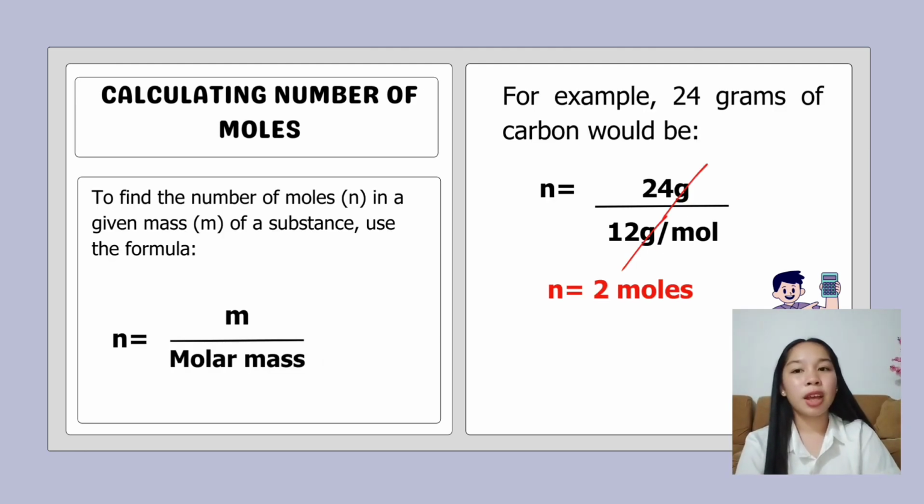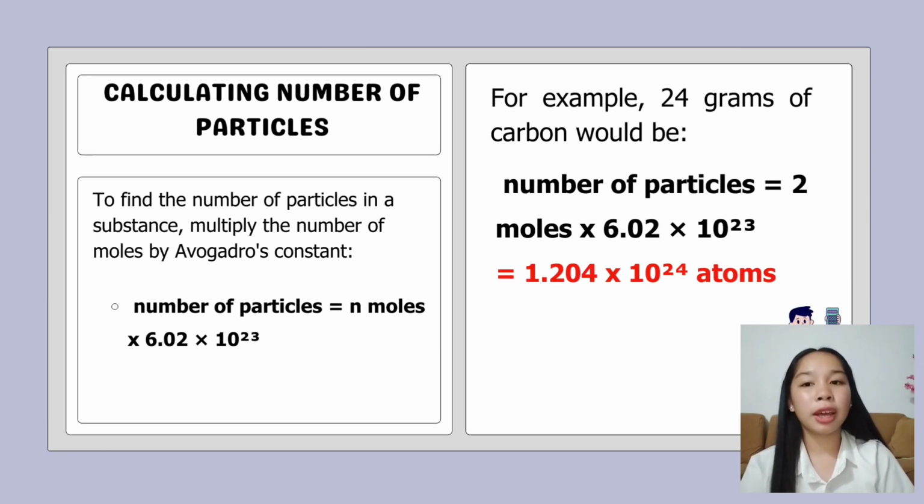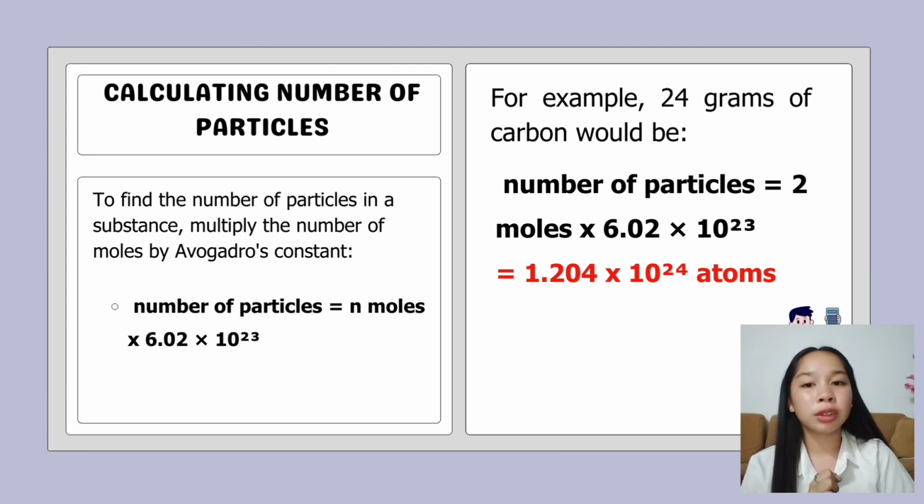Finding number of moles. To find the number of moles, we use the formula moles equals mass divided by molar mass. For example, 24 grams of carbon divided by its molar mass, 12 grams per mole, equals 2 moles. After finding the number of moles, we multiply by Avogadro's constant to get the number of particles. So, 2 moles of carbon multiplied by 6.02 times 10 raised to the power of 23 equals 1.204 times 10 raised to the power of 24 atoms.